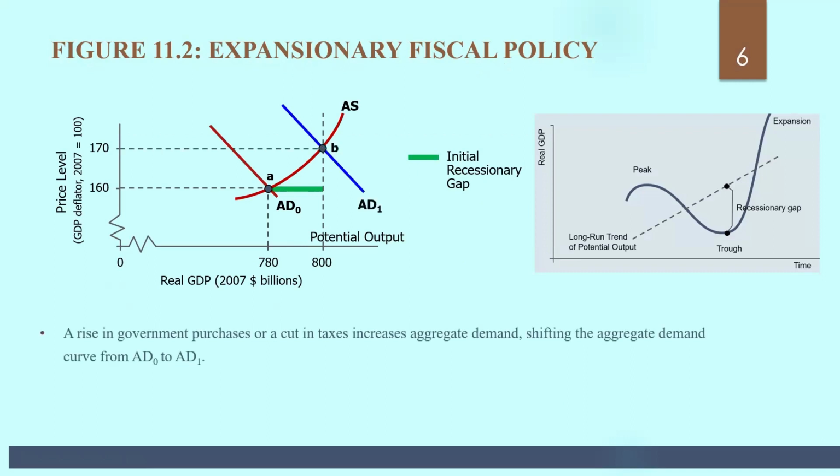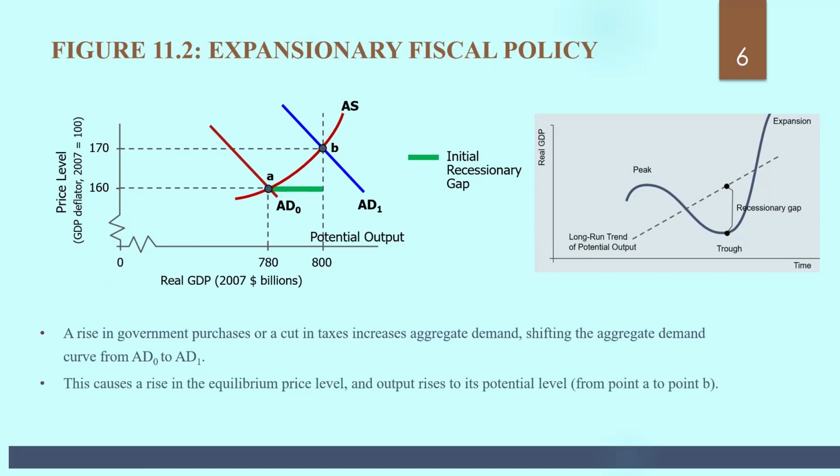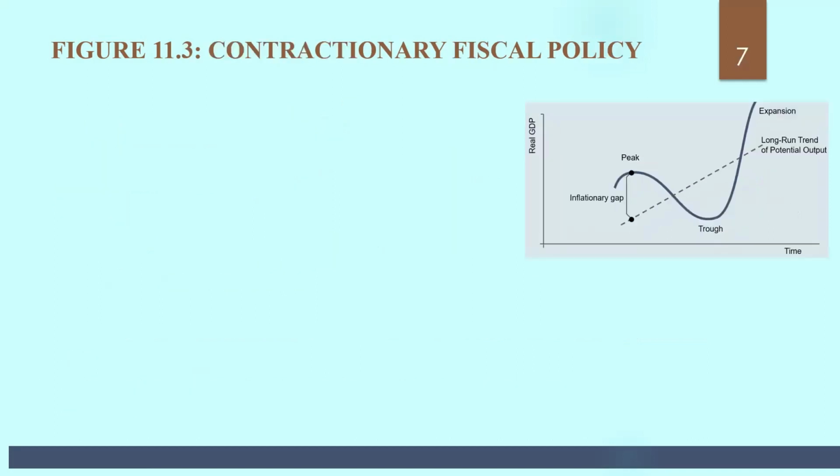Rising government purchases or a cut in taxes increases aggregate demand, shifting the aggregate demand curve from AD0 to AD1. So this leads to an increase in the price level and output goes up. So if there's government spending increases, this will increase output and increase price level. So the economy will grow and prices will rise. So they do this to get the recession out. So this ends the recession in this case.